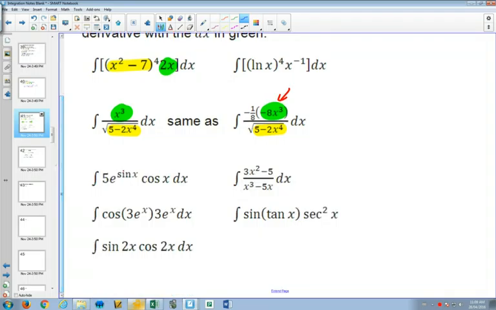Now this next example, 5e to the sine x and cos x, you kind of have a decision to make. Because the derivative of sine is cos and the derivative of cos is negative sine, one of them will have a negative and the other will stay positive. But which is going to be the original function and which is going to be the derivative?